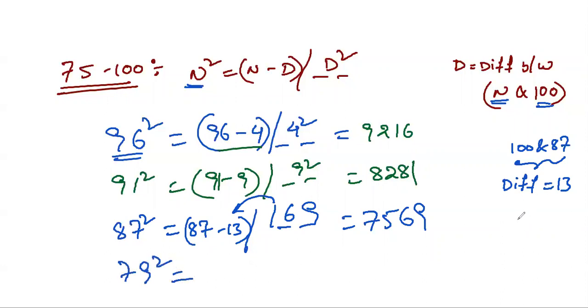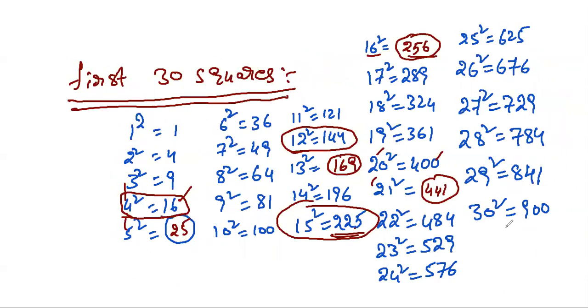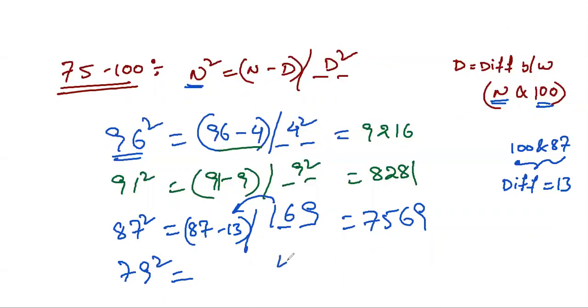first you have to learn the first 30 squares I told you, which is very useful to you. So 79 and 100. Now we are discussing, that is 21 is the difference. 21 square is how much value? 441.